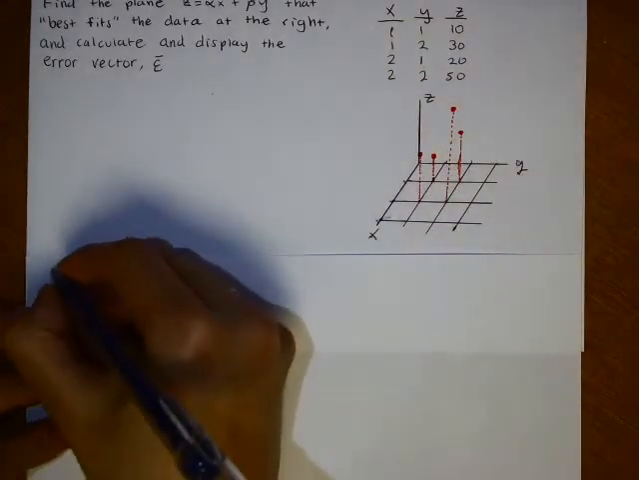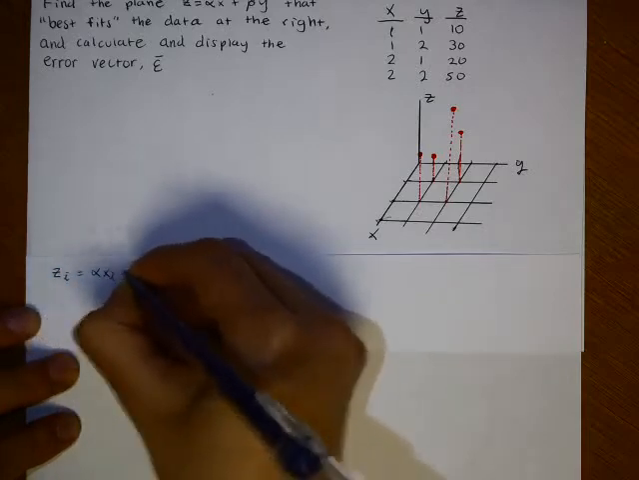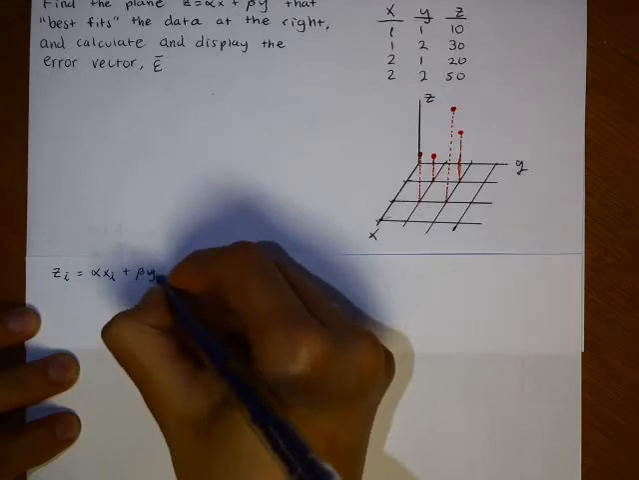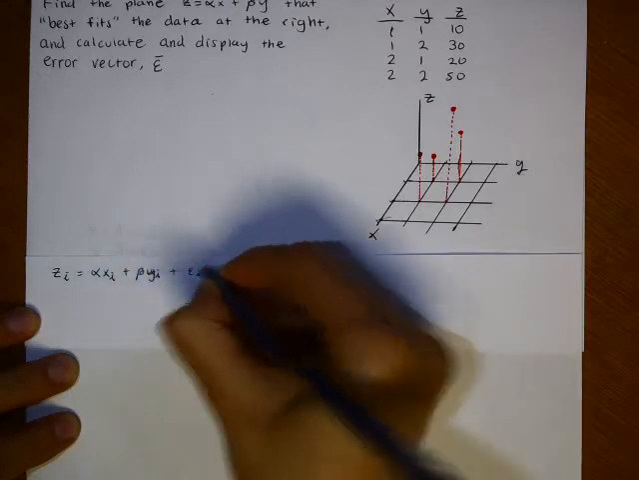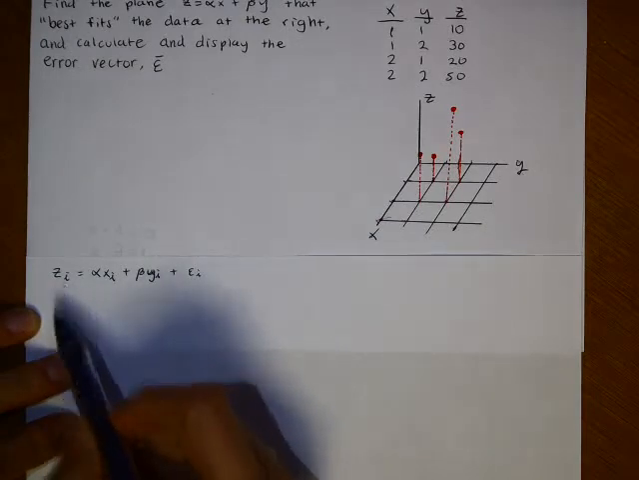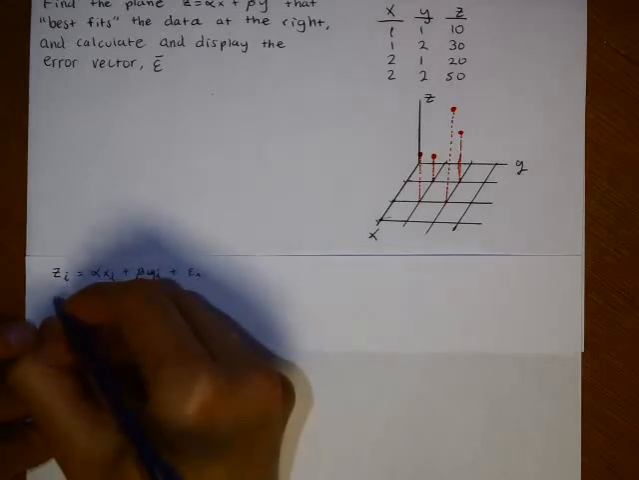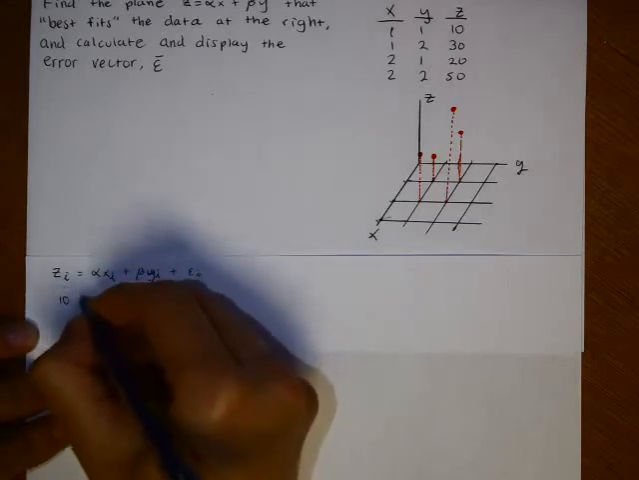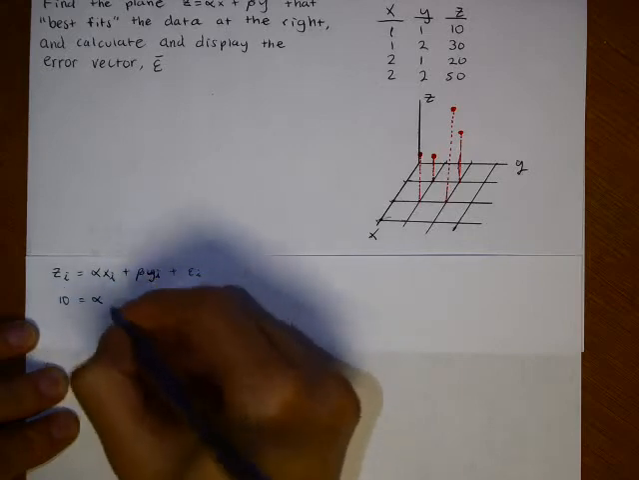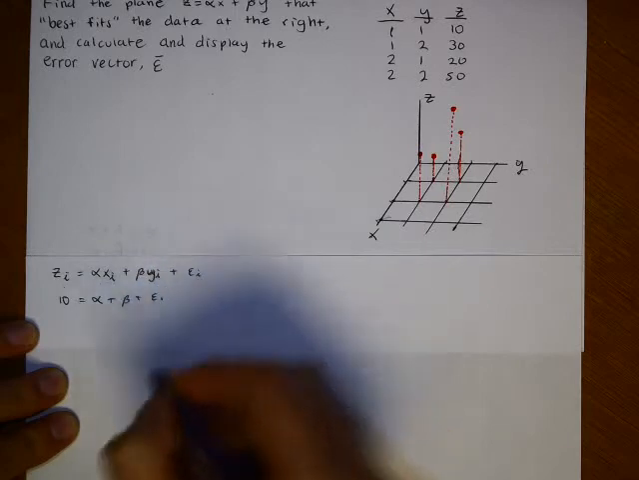Now to find our plane of best fit, we're going to start out by writing each of our points in this form here. Basically we're going to sub in our x, y, and z coordinates, and we'll have an error component as well. So our first point, we have 10 as our z value, then x is 1, so that just leaves alpha, and y is 1, so we just have beta. And we also have our error term.